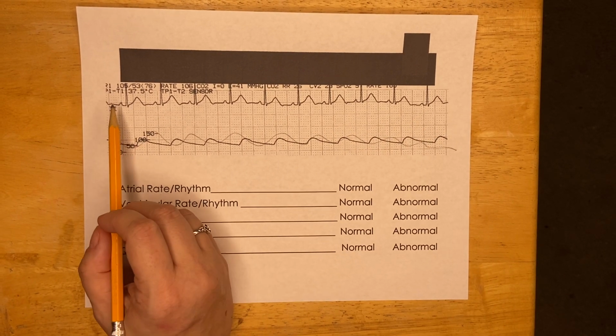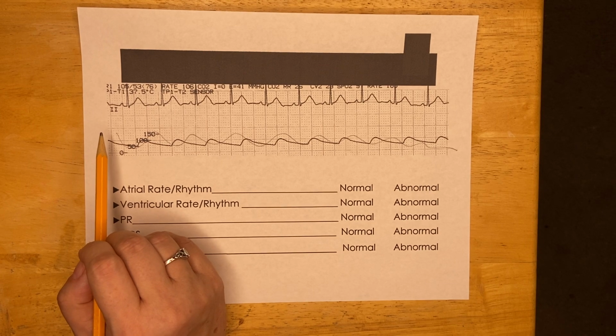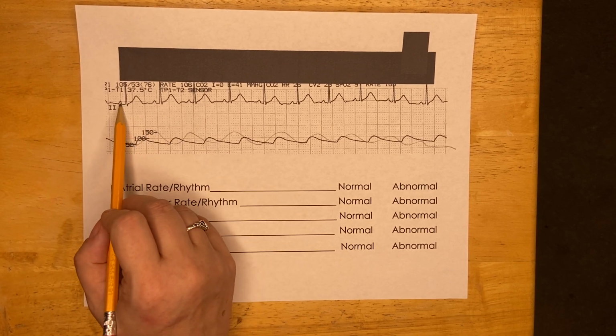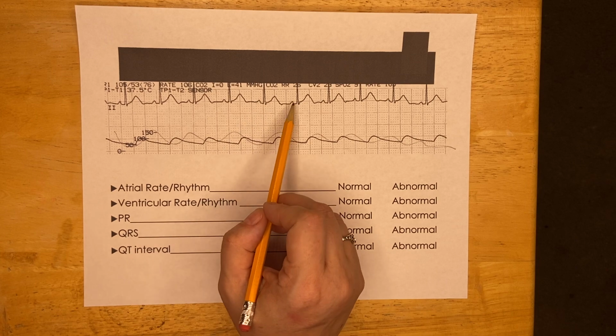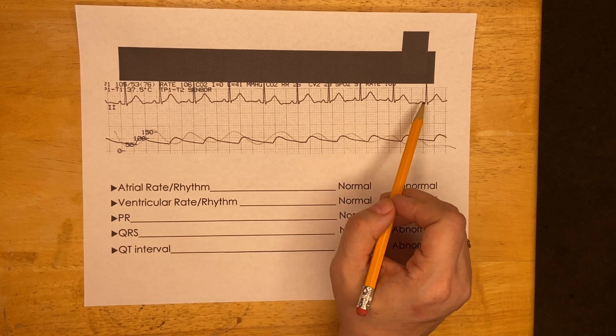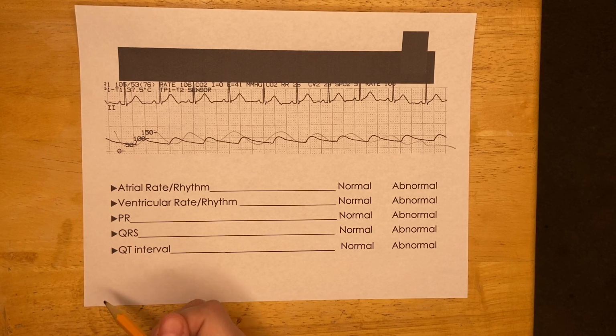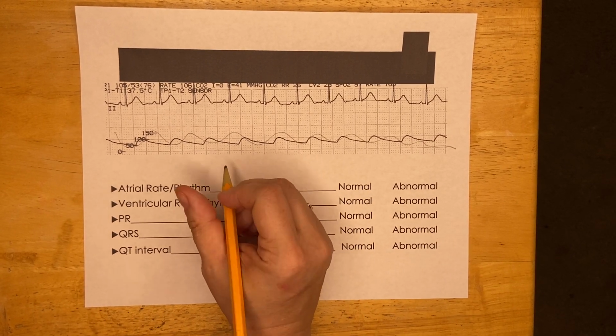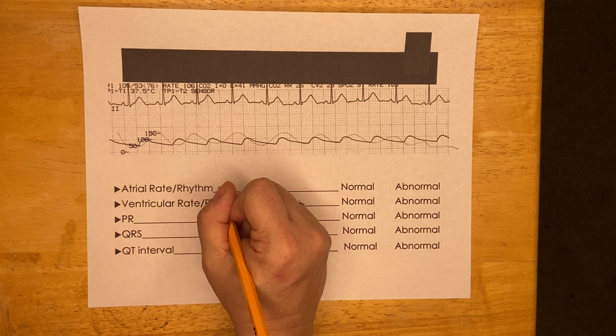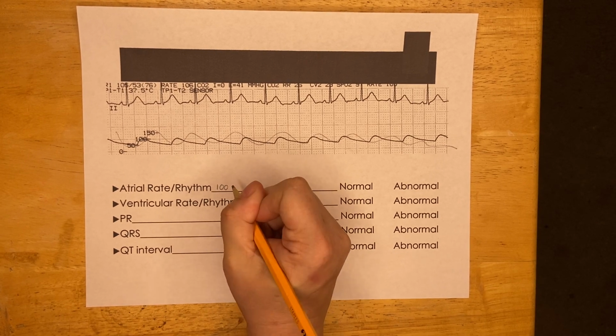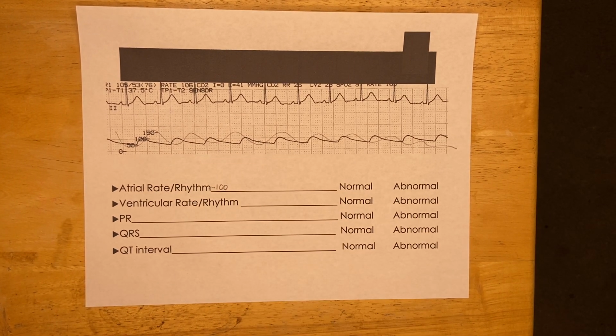So I'm just going to count how many times the SA node fired in this 1 minute. 1, 2, 3, 4, 5, 6, 7, 8, 9, 10. And almost another one. So it's probably around 100 or a little bit more. I'm just going to go with 100. We know it's close. We're just estimating.